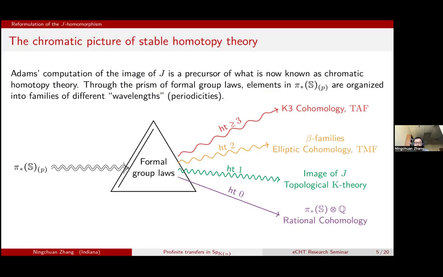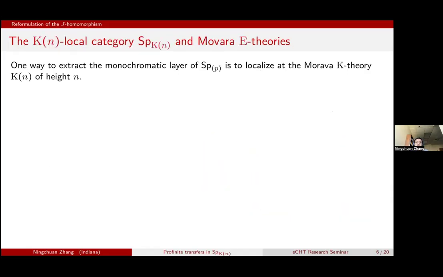To extract the monochromatic layer, one way is to localize at the Morava K-theory of height n. This is only one way. There are other ways to extract the monochromatic information. Today we are only focusing on the K(n)-local category.